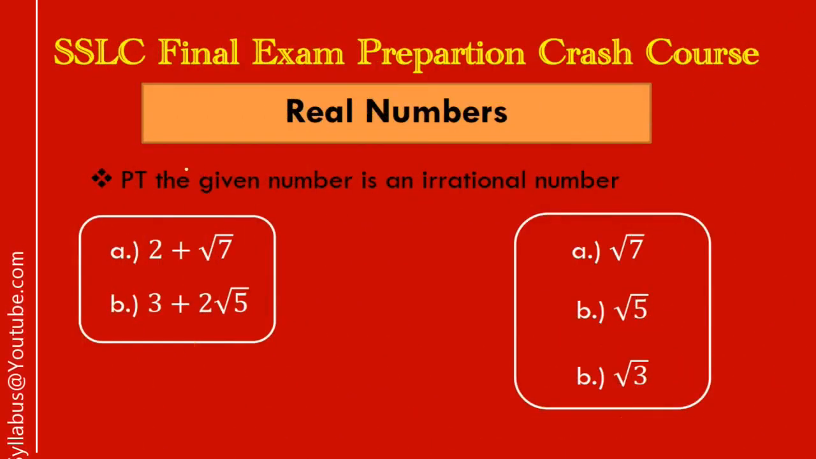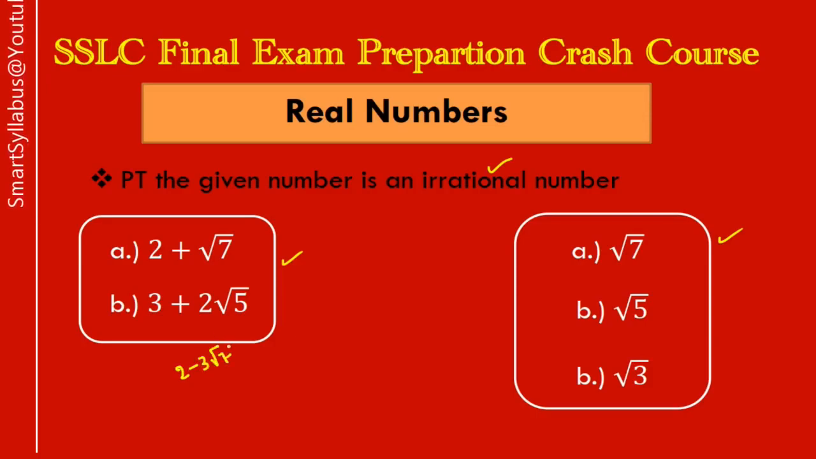Okay, here the question given is: prove that the given number is an irrational number. Under this category, that is proving a given number is an irrational number, usually there are two kinds of sums students get in the examination. This is the first one and this is the second type of question. Here you can see the question as 2 plus root 7, or 3 plus 2 root 5, or some other time you can get 2 minus 3 root 7. Whether it is plus or minus, that doesn't matter, but it's a two-term number, in the sense it's a binomial.